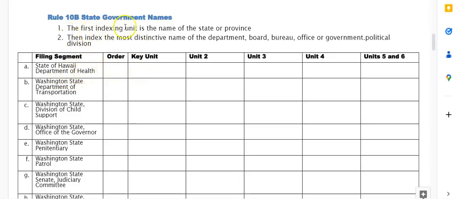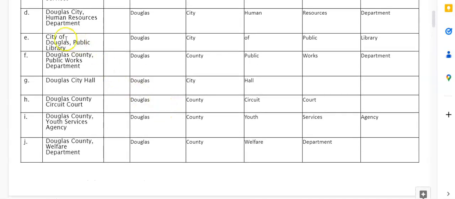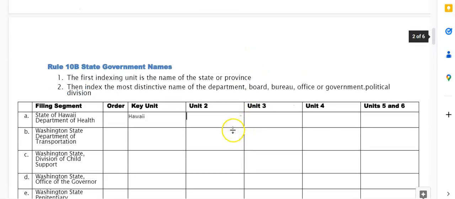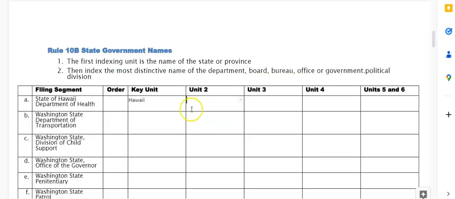So remember, the first indexing unit is the name of the state. So that is Hawaii as my key unit. And then just like how we had the City of Douglas, where we did Douglas City of, the next most important part of the filing segment is state. Of is unit 3.